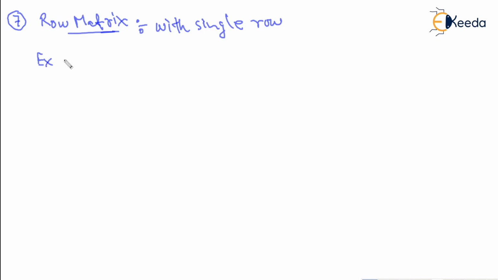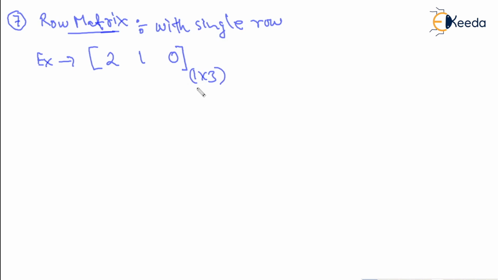The last one is 7, row matrix. So it is a matrix with a single row, that is, only one row. So like 2 1 0. So there is only one row and there are 3 columns. So it is 1 cross 3. This is a row matrix.